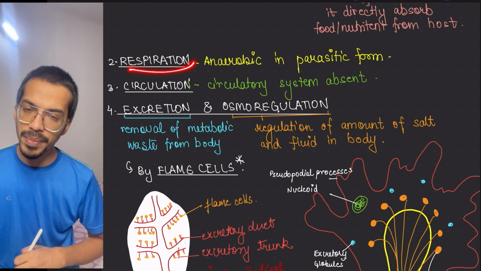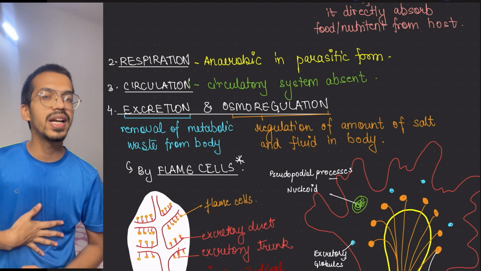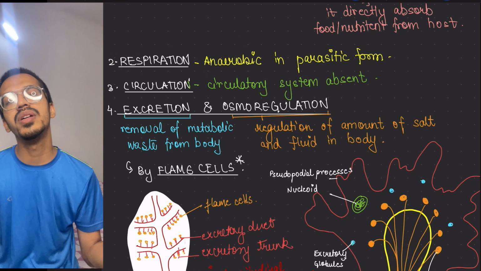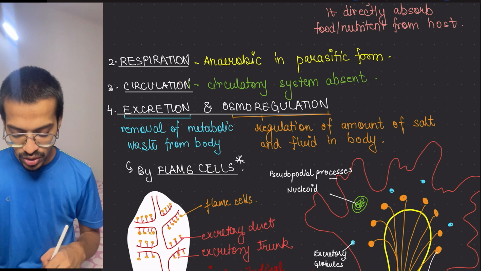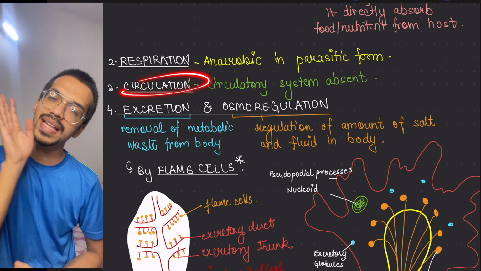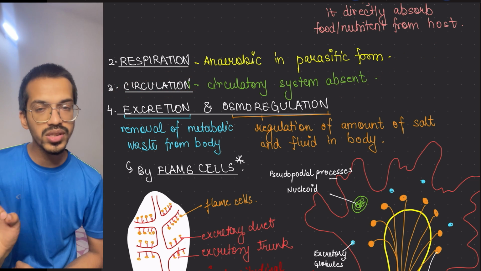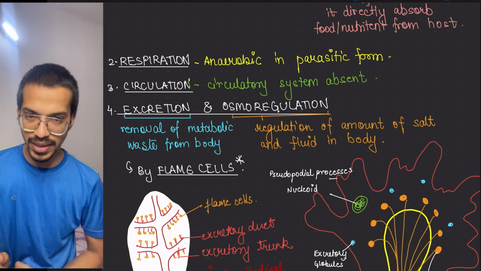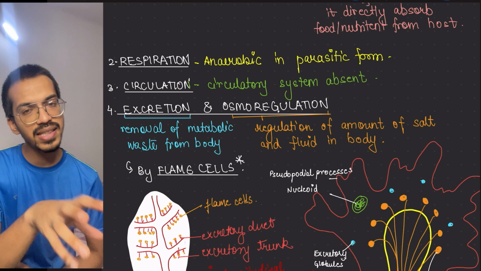Then comes the respiration. They are anaerobic in the parasitic form, because think about it, they are living inside our body. How are they able to take the oxygen? Oxygen is present in the environment. Then the circulatory system is absent in their case. No such blood would be there. Coelomic fluid will contain the things and it will work.